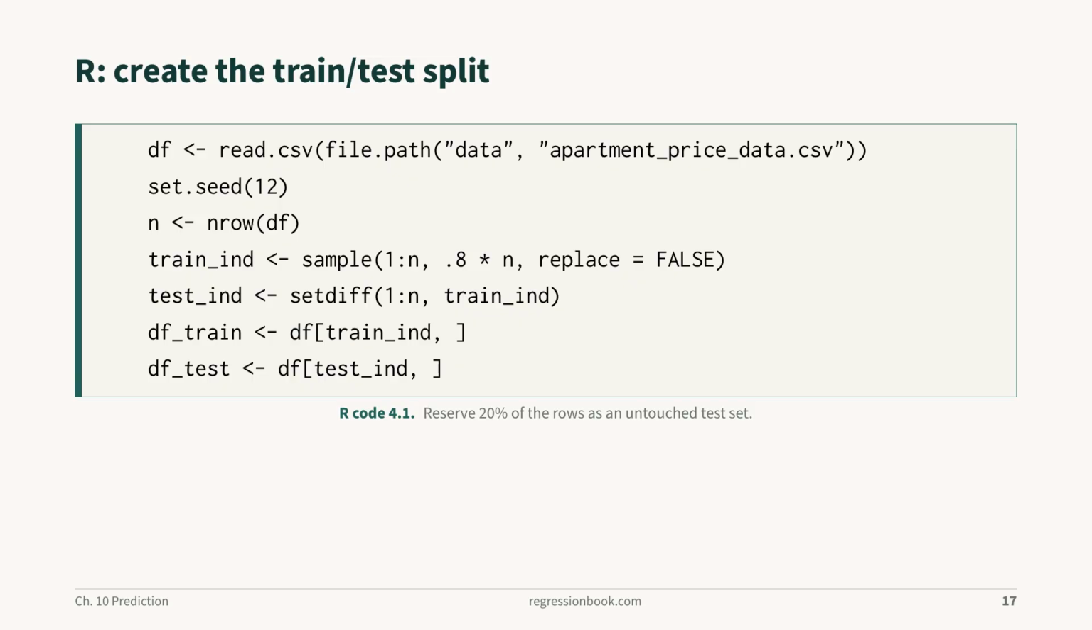The R code begins the workflow by reading the apartment data and fixing the random seed. It samples roughly 80% of the row indices for training and assigns the remainder to the test set. The important object is not the punctuation, but the separation. The test rows are set aside before any model choice. Reproducibility matters here because another random split can produce a different comparison, especially in a modest sample.